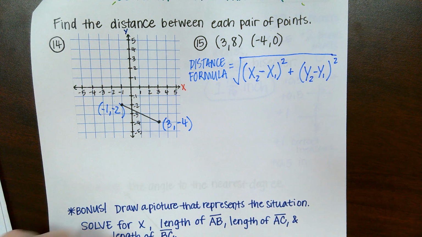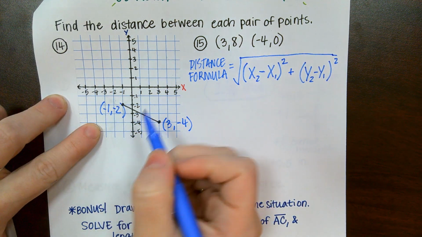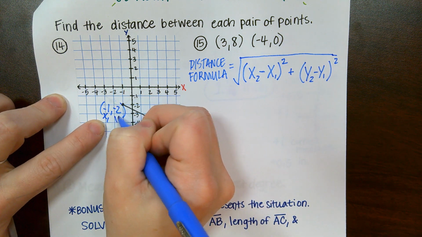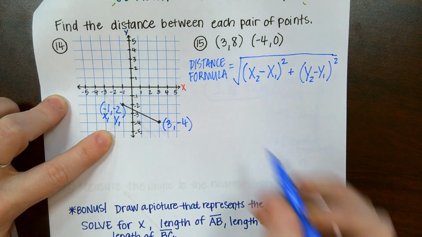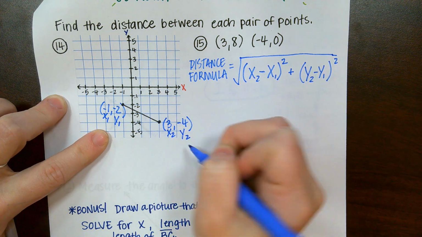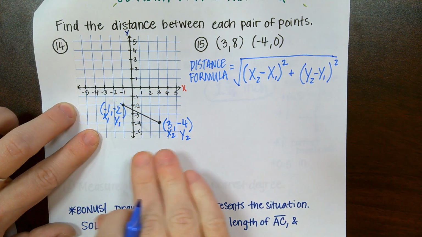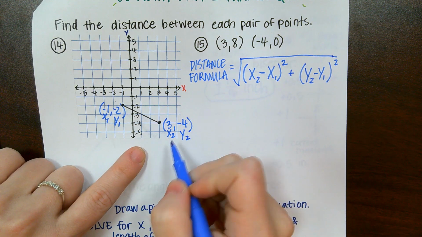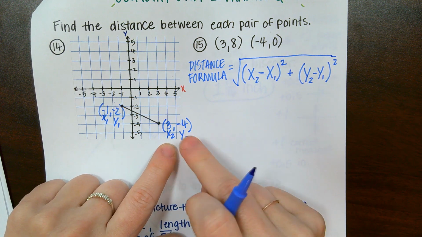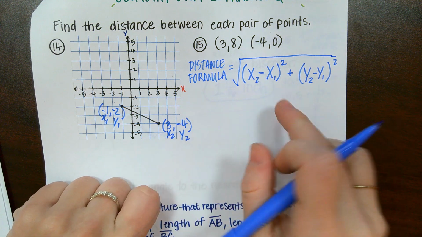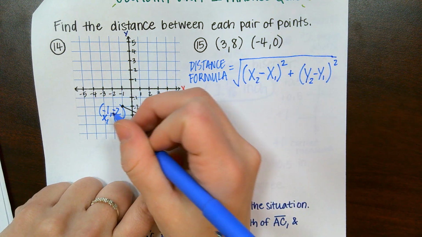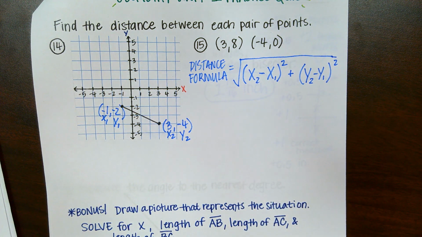So let's use this formula for our number 14 here. I've got negative 1 for my x1, negative 2 for my y1, 3 for my x2, negative 4 for my y2. Now, it doesn't matter which coordinate gets named x1, y1, and x2, y2, as long as we are plugging the proper ones into the formula. So we just need to make sure we're being consistent with the order we put them in.